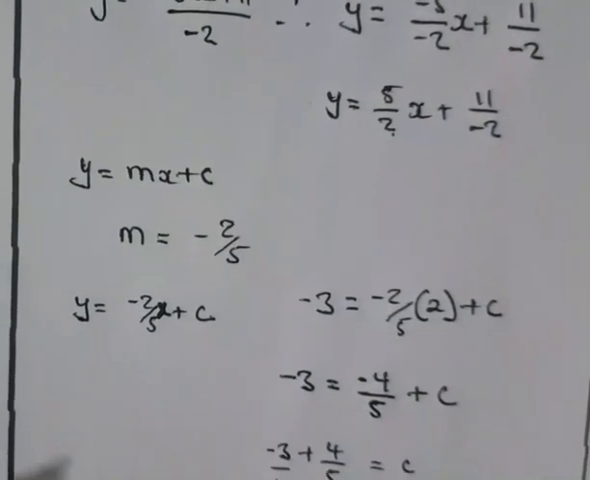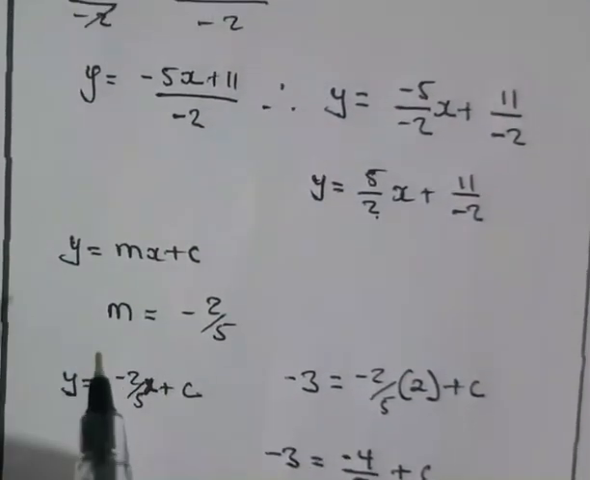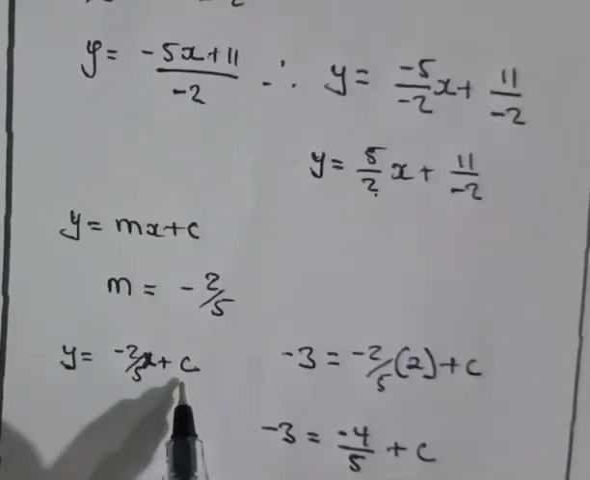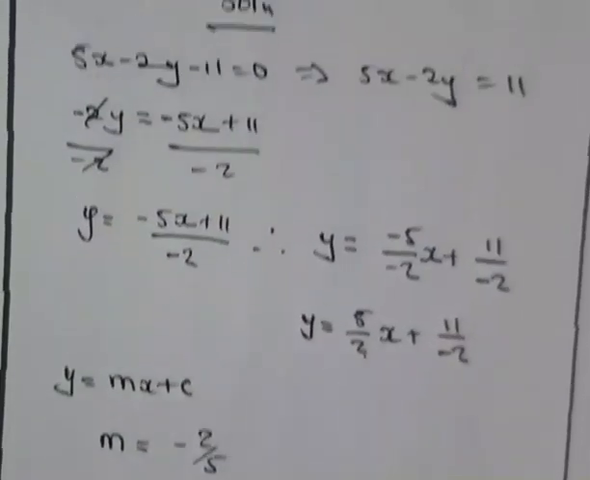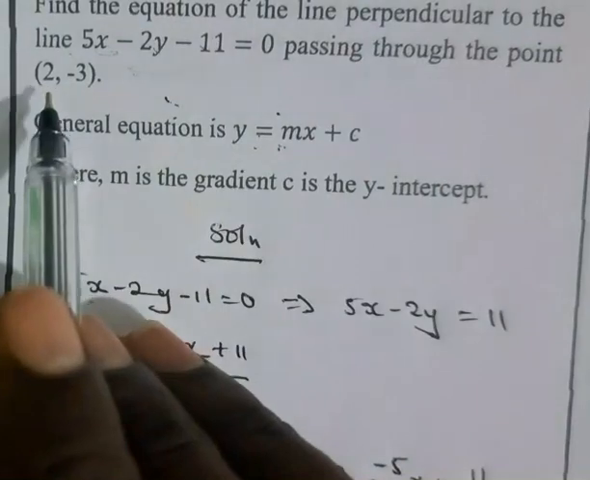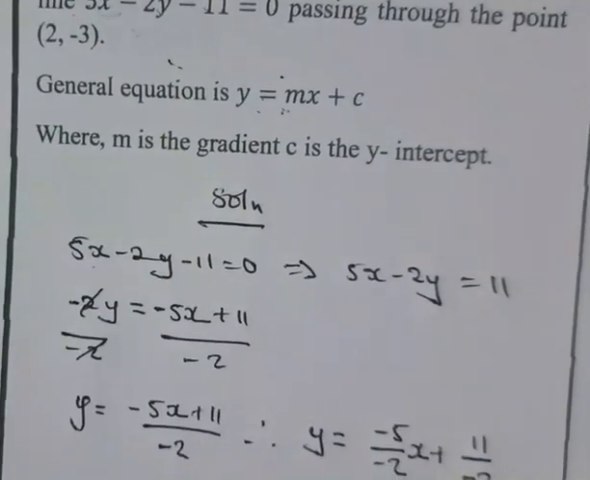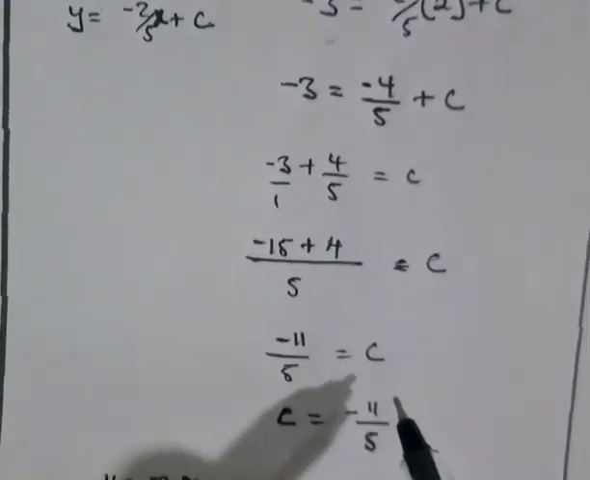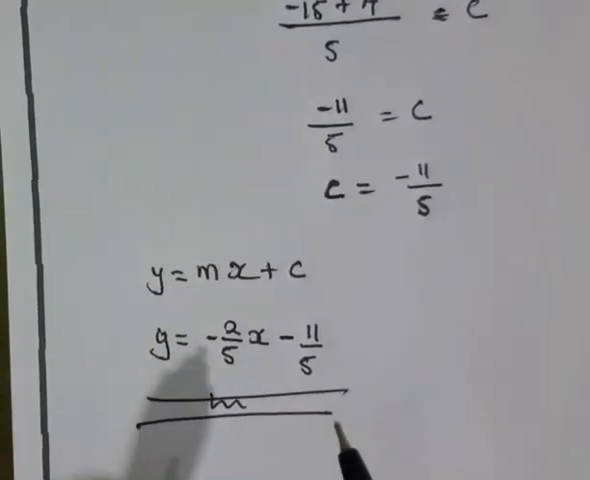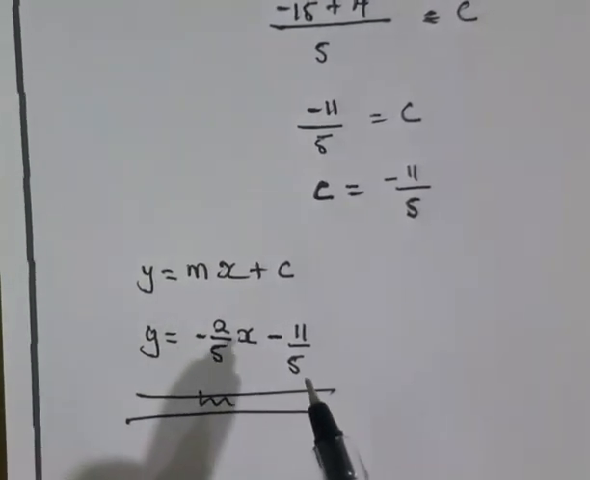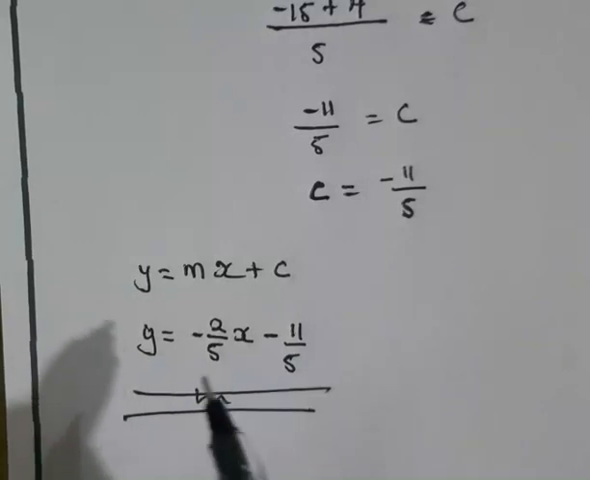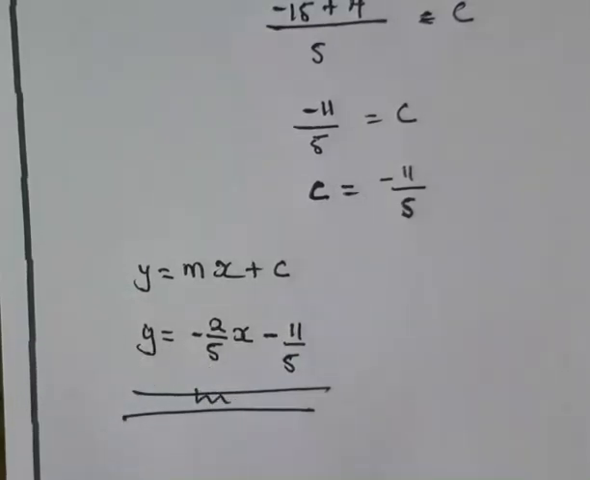After that, we substituted it in the general equation. After putting it here, we wanted to find the y-intercept. And how do we do that? We've been given the point where this line is passing, that is (2, -3). Then we just plugged it in to find the value for c. And our final answer is that the equation of the line perpendicular to 5x minus 2y minus 11 equals 0 is y equals -2 over 5 x minus 11 over 5.